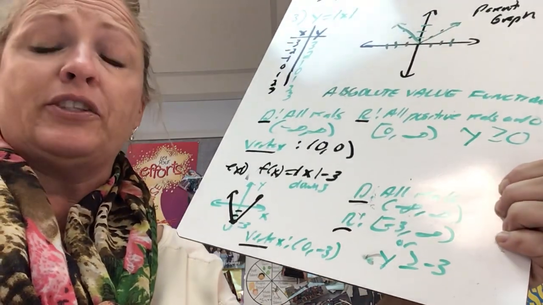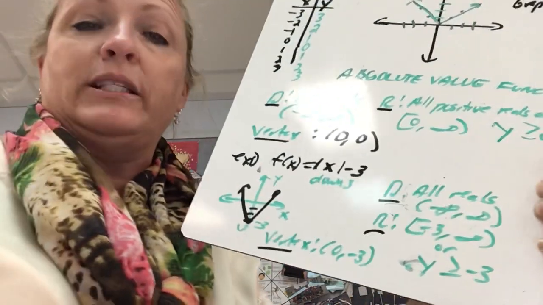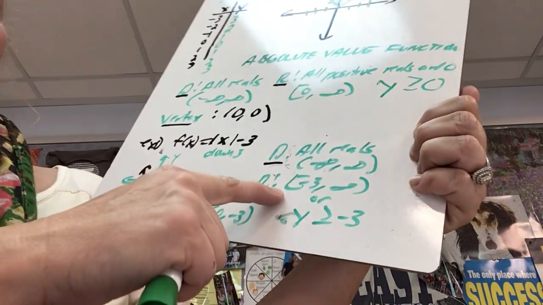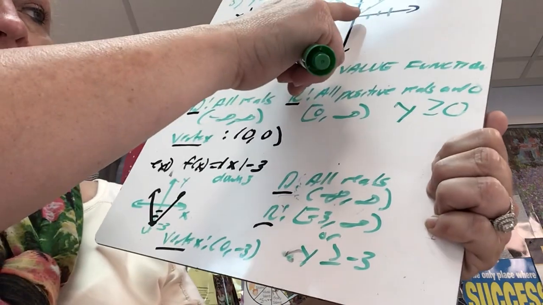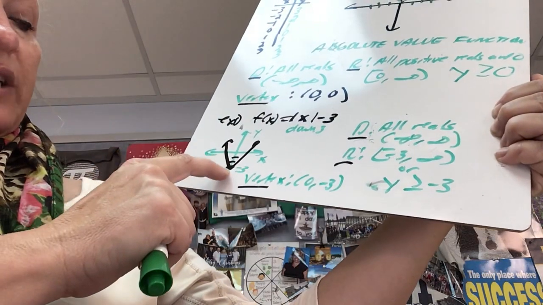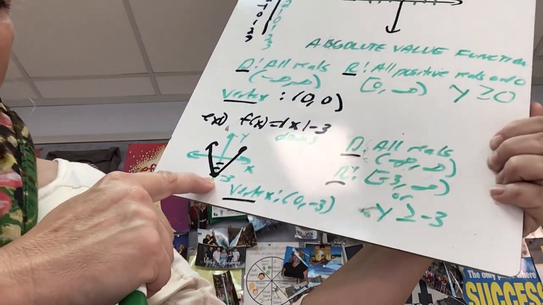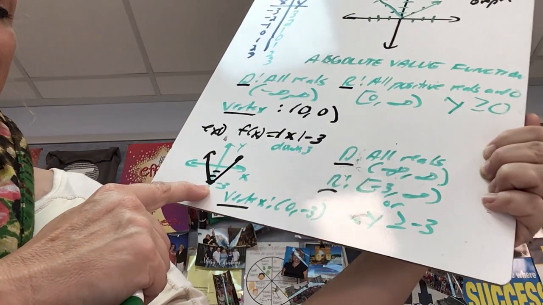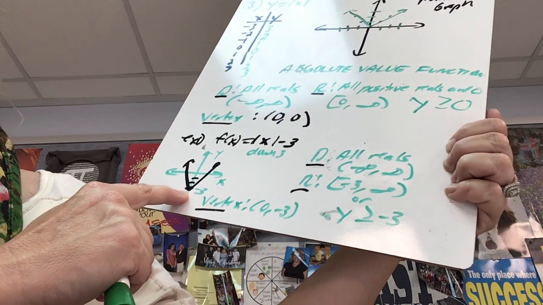I could if I wanted to, if I wasn't sure. I can always put in a couple of values just to make sure. All right, but now look at the range. This graph moved down on the y-axis. Isn't everything, all my y coordinates, or look at my y-axis, bigger than or equal to -3?